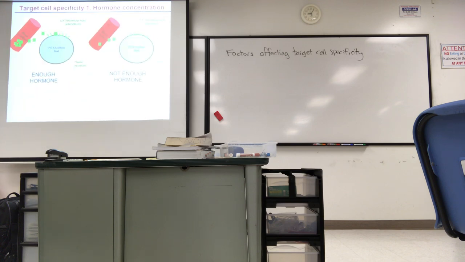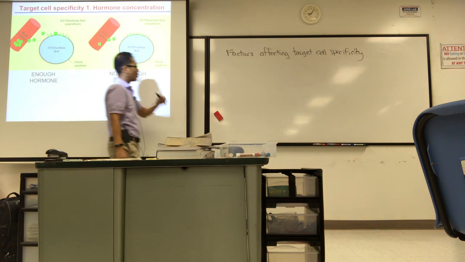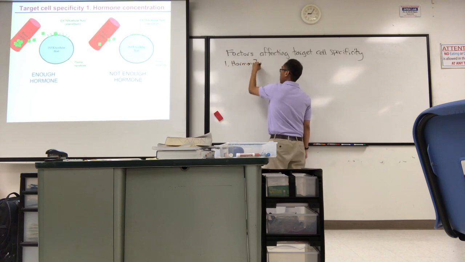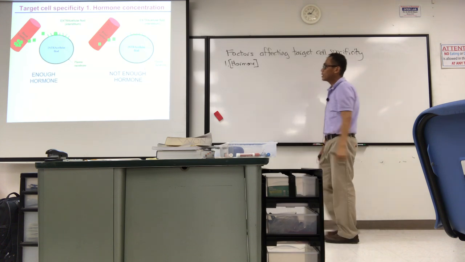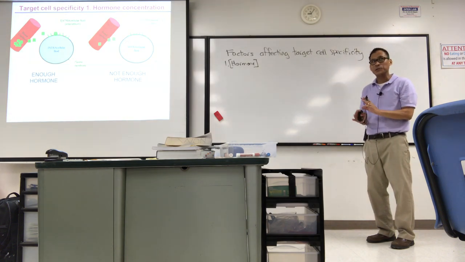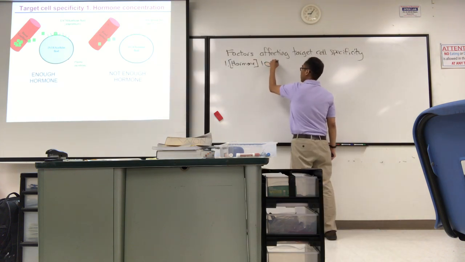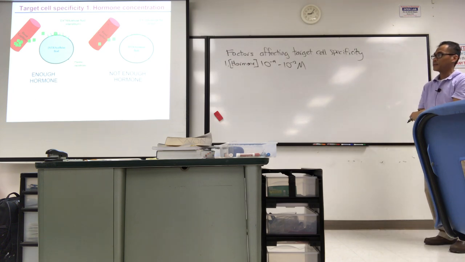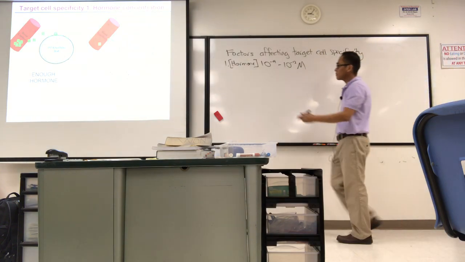And one of the things that can affect target cell specificity, basically we're saying, was enough hormone secreted to trigger a response? That's the first thing that can affect if the cell will respond. Hormone concentration. So I'll just put hormone and I'll put my chemistry concentration brackets around it, right? You remember that? Concentration is inferred by those brackets. Now, it turns out hormones are very sensitive. You don't have to secrete very much for them to have a physiological response in the body. About 10 to the negative 9 and 10 to the negative 12 molarity. So that's very low. But still, as my PowerPoint illustrates, you need enough hormone, this amount, to elicit response. So one factor is concentration.